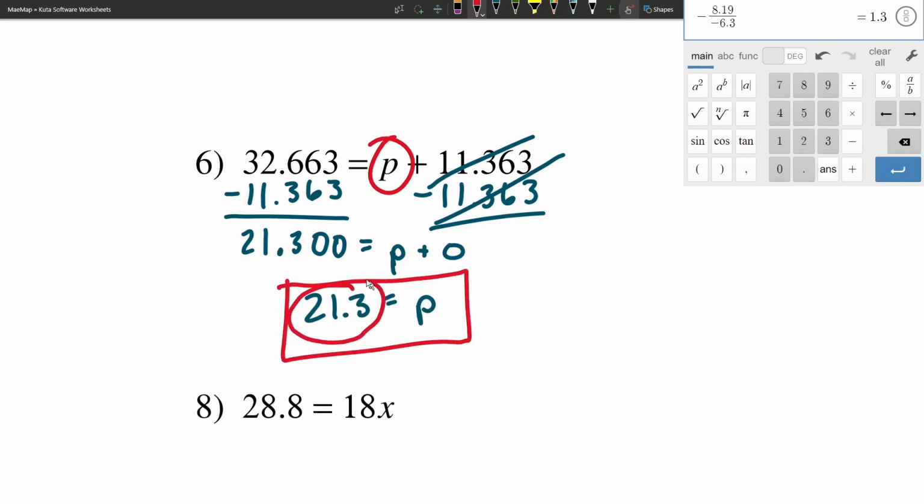So if we were to take this 21.3 and plug it in for that p, 21.3 plus that 11.363 is going to equal the left-hand side of our equation. We're essentially just solving for what's missing. Let's move on to number 7.